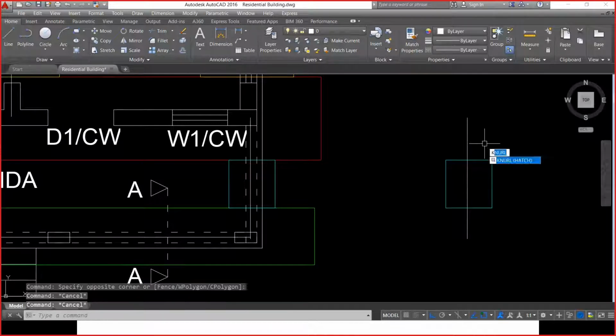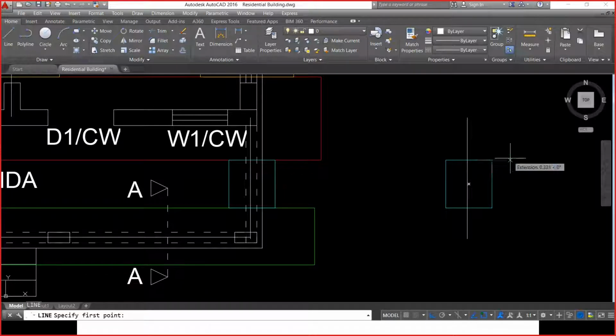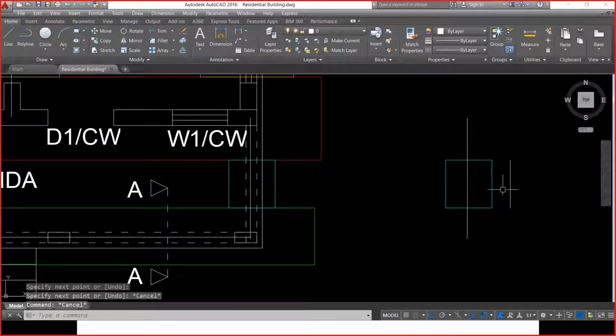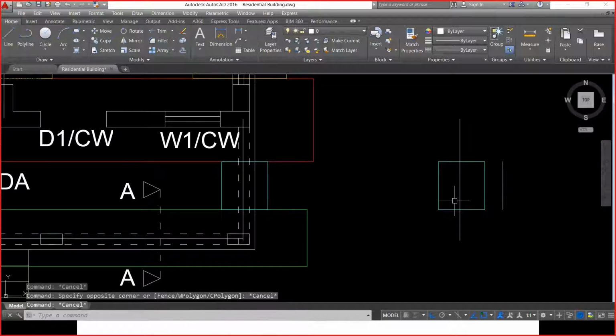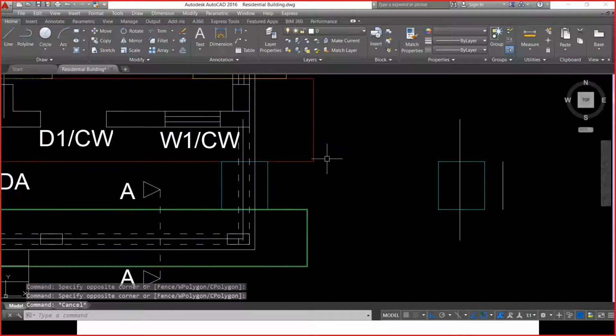So I need to calculate what is the actual length. How to calculate the actual length is from here to here. I have to deduct this portion and I have to deduct this portion. What is this portion? This portion is half of this width and the bottom portion is half of this width. These two widths are not the same. This is the main wall and this is the partition wall.